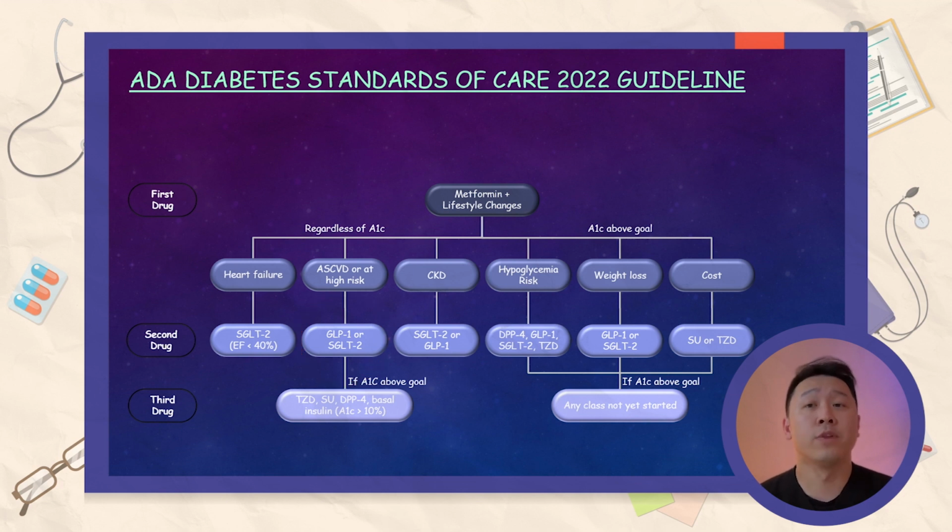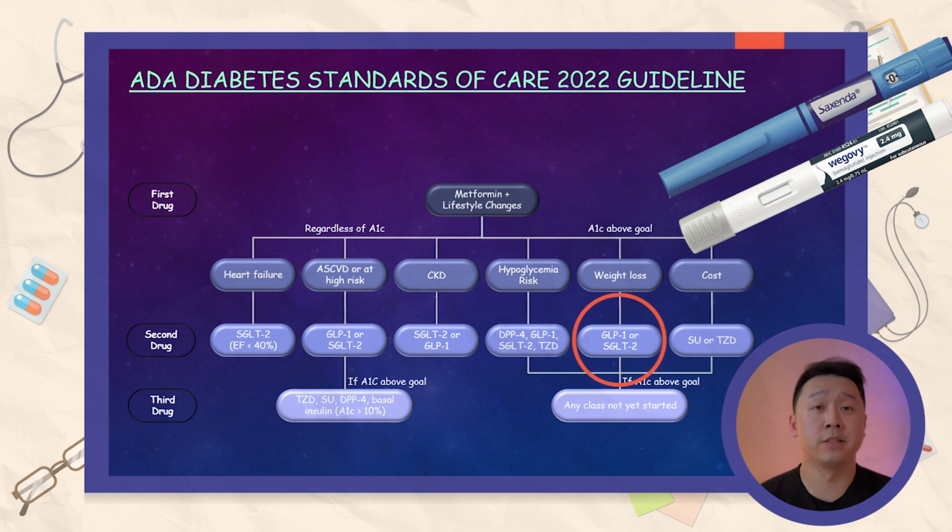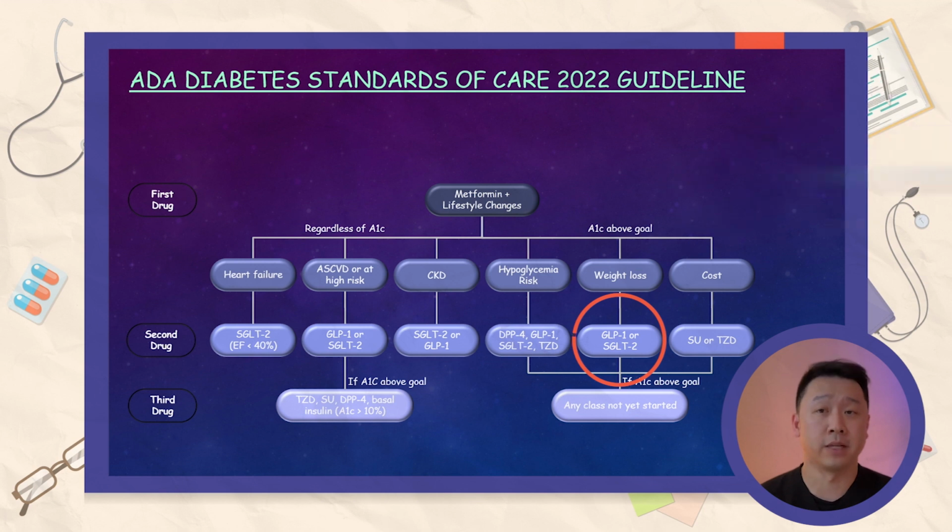For patients with hypoglycemic risk, DPP-4, GLP-1, SGLT2, as well as TZDs are great options. However, TZDs should not be used in patients with NYHA class 3 and 4 heart failure. For weight loss consideration, SGLT2 and GLP-1 agonists are great candidates of choice. GLP-1 does have 2 medications that are branded for weight loss, which are Saxenda and Wegovy. Saxenda is the brand for liraglutide, and Wegovy is the brand name for semaglutide.